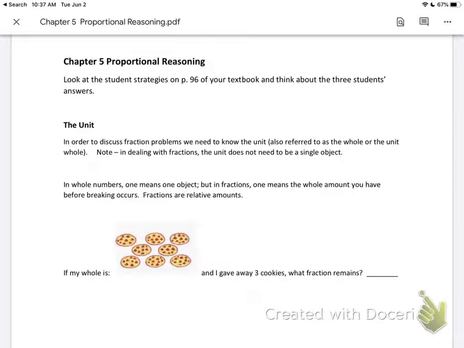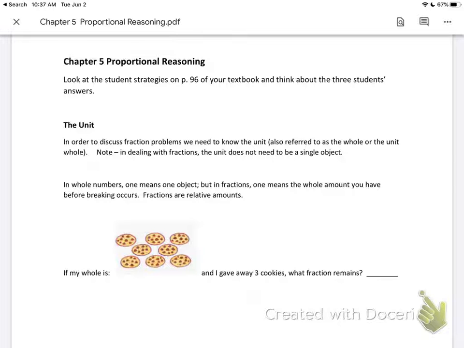Okay, in this video we're going to go over Chapter 5, Proportional Reasoning. So I want you first to look at the student strategies on page 96 of your textbook and think about the three students' answers as we begin this chapter. So the unit. In order to discuss fraction problems, we need to know the unit, also referred to as the whole or the unit whole.